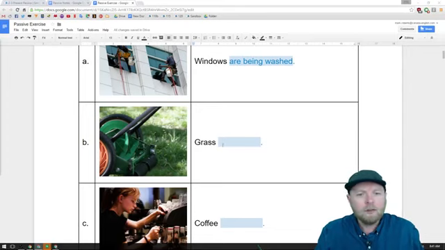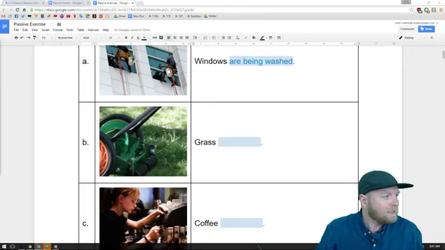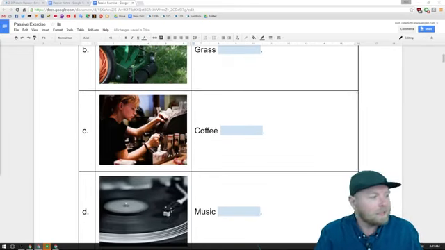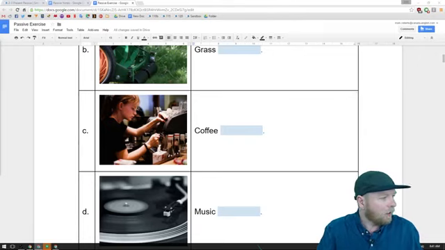So what's happening in B? Yes, grass is being cut. Good job, Rosa. Grass is being cut. Any other answers? Khalid Elamani, yes. Grass is being cut. Michelle, Paula, Michelle. The grass is being cut. Good job.